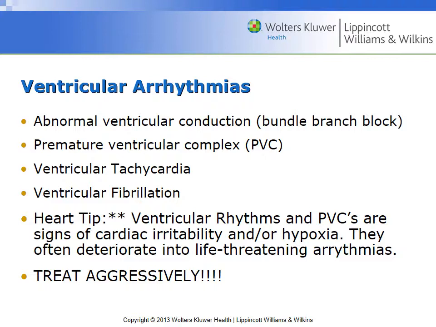Ventricular arrhythmias. Ventricular arrhythmias are abnormal ventricular conduction, often down through the bundles. Premature ventricular complexes, or PVCs, occur oftentimes with patients with cardiac irritability. PVCs are often seen in patients who've had an MI or patients who have a potassium disturbance of some type.